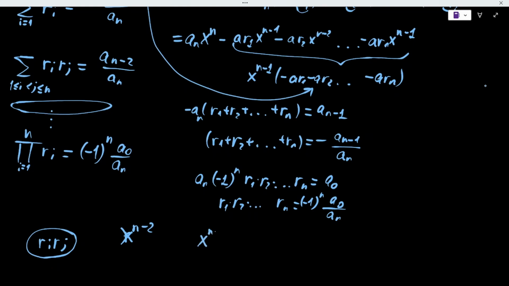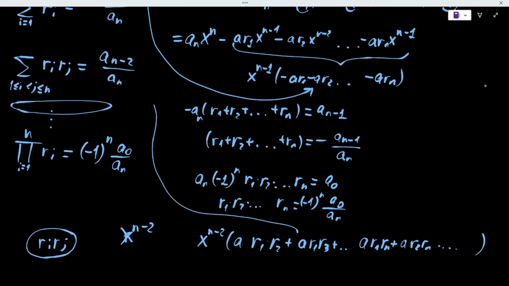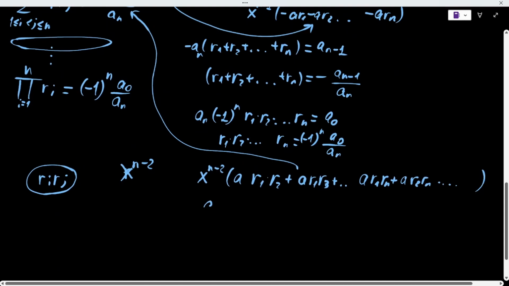So the x to the n minus 2 coefficient will be an times r1 times r2, because once we have minus r1 times minus r2, this will give us r1 times r2, plus an times r1 times r3, and all the possibilities of r1 connected to ri. So an times r1 times rn, and then keep going like this, an times r2 times rn, and so on. And clearly, this will be equivalent to the sum of all of the pairs. And this must be equivalent to an minus 2 times x to the power of n minus 2.